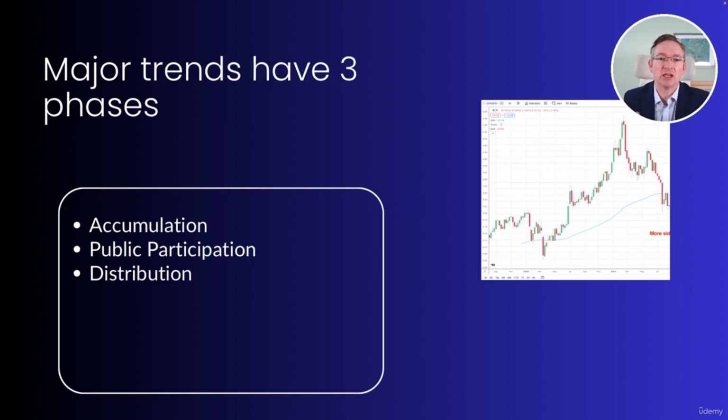The second phase he considers the public participation phase. This is when the trend becomes more visible, right? News starts to improve, charts start to break out, and more traders, more institutions begin to enter. It suddenly becomes a growing tide of popularity. Finally, this is the distribution phase. This is when those early buyers start to quietly sell into strength, right? The public's still buying, but the trend has matured now.